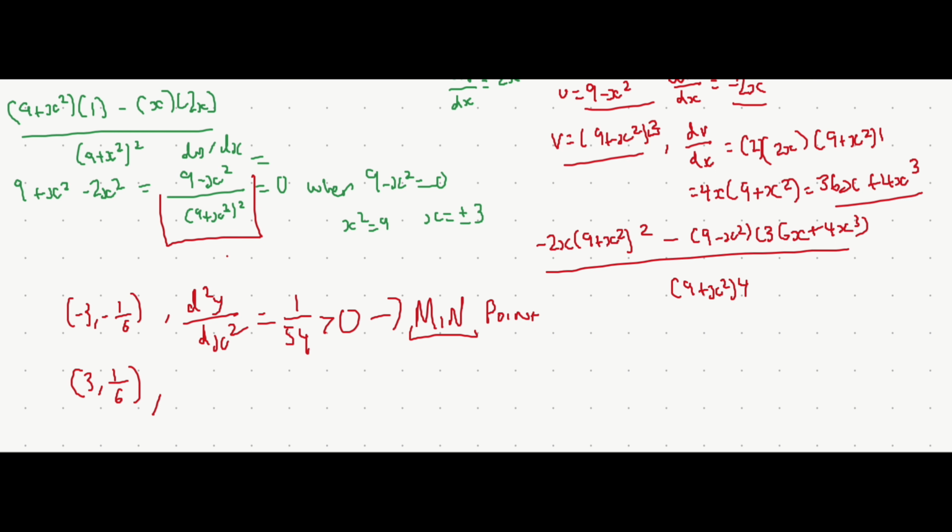In this case, you'll get that it's minus 1 over 54 actually. Again, we're just interested in the fact that it's negative. So because it's negative, that means that this coordinate here would give you a maximum point.